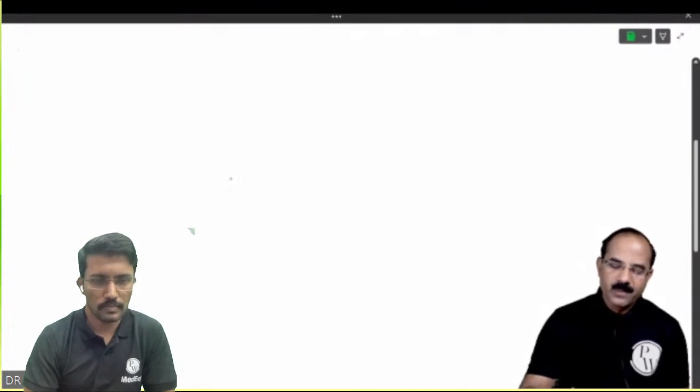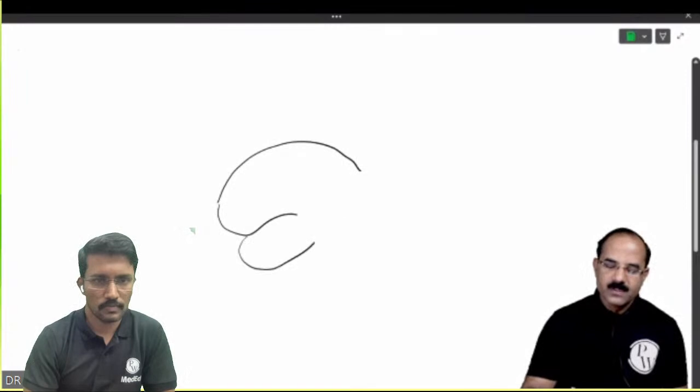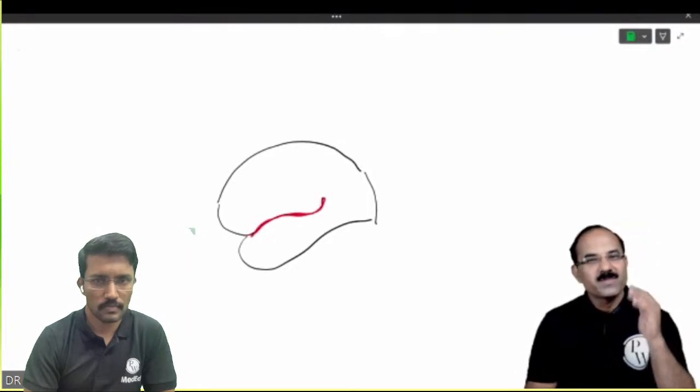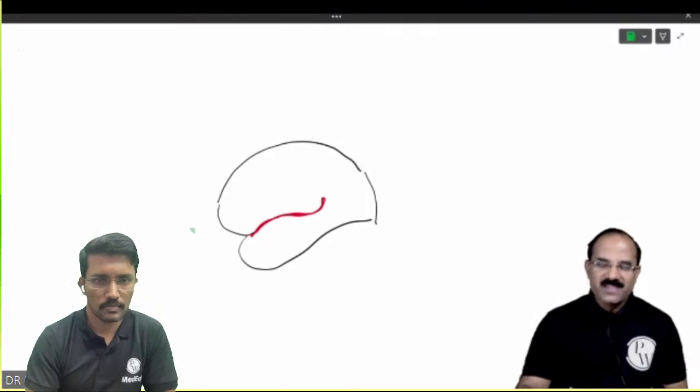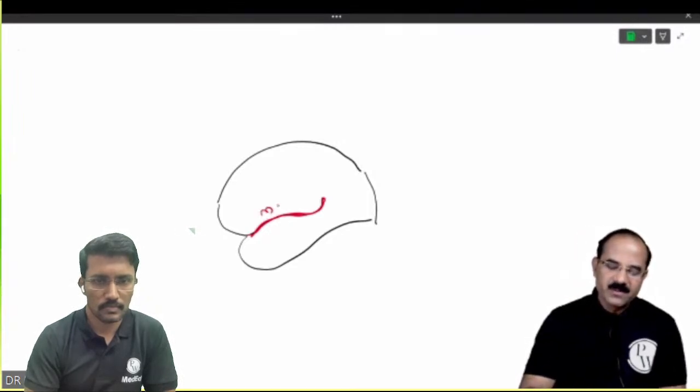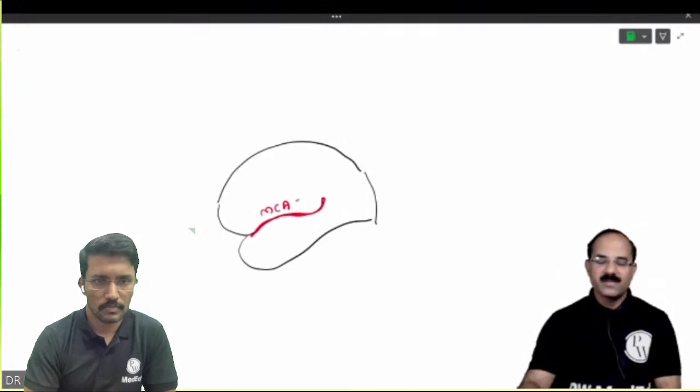And now if you can tell me, what is this artery which lies in this sulcus? What is this sulcus of the brain? That's the lateral sulcus here. And which is the artery which lies in the lateral sulcus? This used to be a favorite MCQ previously. So which artery lies in the lateral sulcus of the brain? That's the middle cerebral artery.